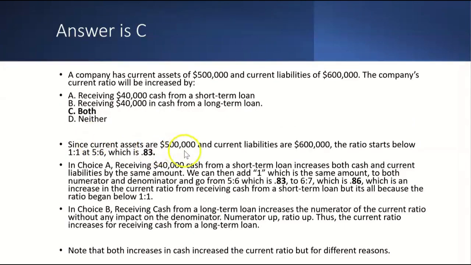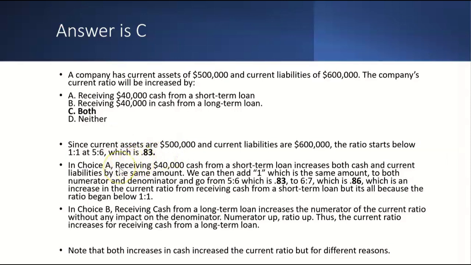Since current assets are $500,000 and current liabilities are $600,000, the ratio starts below 1 to 1 at 5 to 6, which is 0.83. Why 5 to 6? Since current assets are $500,000 and current liabilities are $600,000, we can say that there's $5 of current assets for every $6 of current liabilities. 5 to 6, which is below 1 to 1 and translates to 0.83. That's where the working capital ratio is starting.